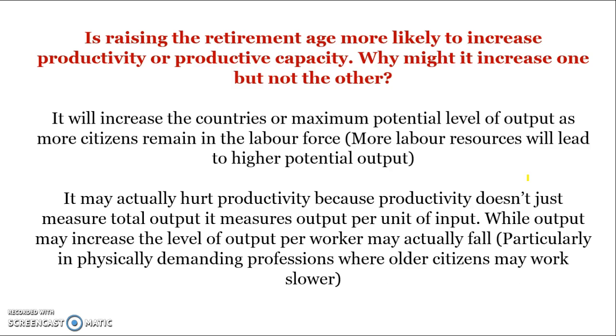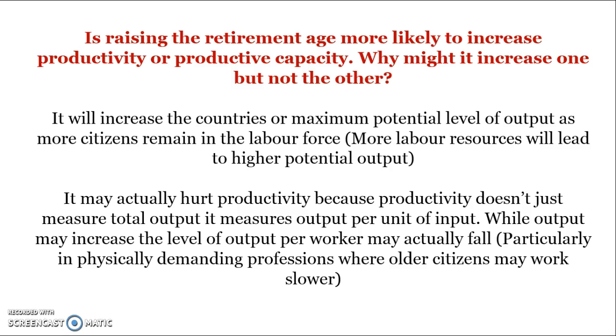Okay. If we talk about something like raising the retirement age and why that's more likely to increase productive capacity rather than productivity, the idea is that when we increase the retirement age, it should increase the country's maximum potential output because more citizens will remain as part of the labour force. So they're more likely to be still working, therefore our overall potential output increases because more people are contributing to production.